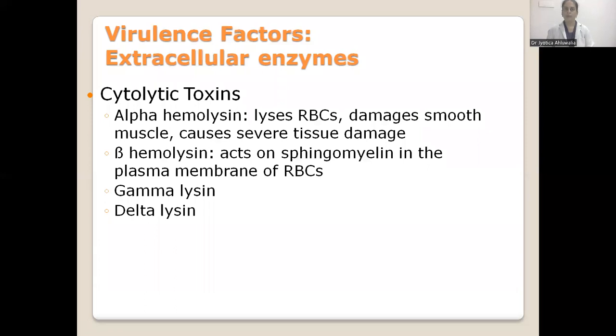The other virulence factors are the extracellular enzymes like the cytolytic toxins, which include hemolysins. It can be alpha hemolysin, beta hemolysin, gamma lysin, and delta lysin. These hemolysins can be leukocytic, cytotoxic, dermonecrotic, neurotoxic, and can be lethal. Alpha hemolysin lyses the RBCs, damages smooth muscle, and causes severe tissue damage. Beta hemolysin acts on sphingomyelin in the plasma membrane of the RBCs. It is a phospholipase C. Gamma lysin has leukocytic activity, while delta lysin shows lethal, dermonecrotic, leukocytic activity.